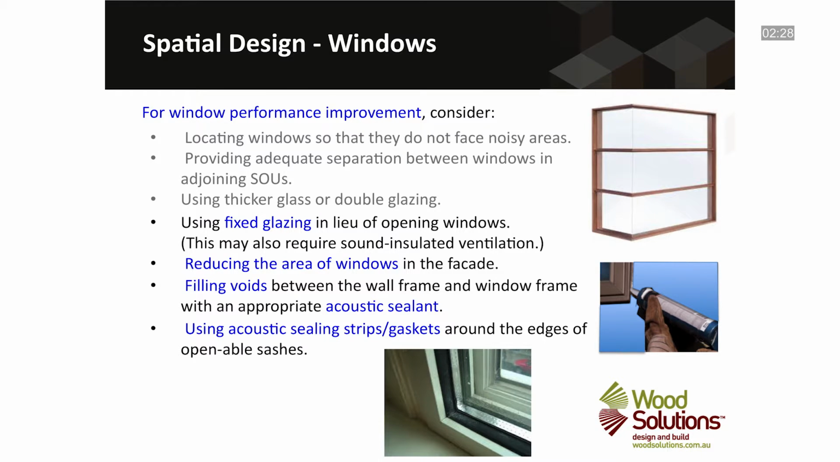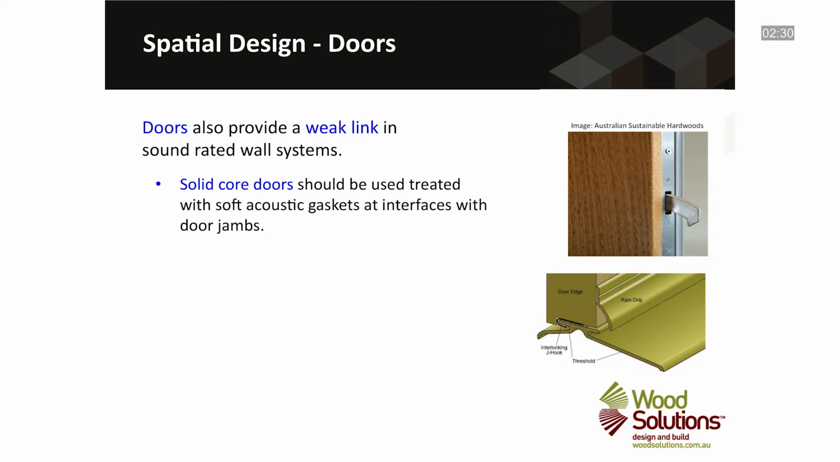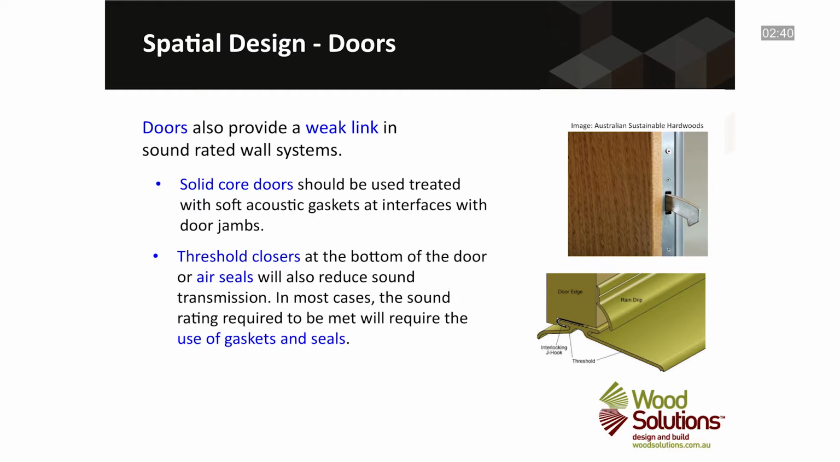As with windows, doors can also provide a weak link in sound-rated wall systems. So, where sound control is desired, solid core doors should be used and should be treated with soft acoustic gaskets at interfaces with door jambs. Threshold closers at the bottom of the door, or air seals, will also reduce sound transmission. In most cases, the sound rating that needs to be met will require the use of gaskets and seals. Sliding doors should also be avoided where optimum sound control is desired.